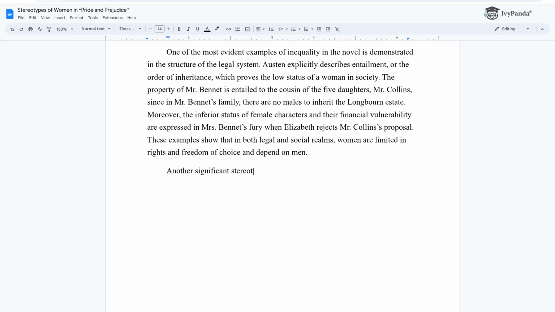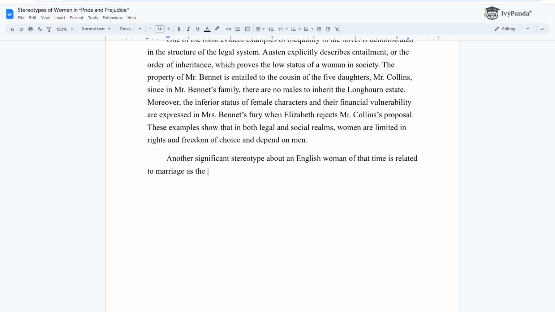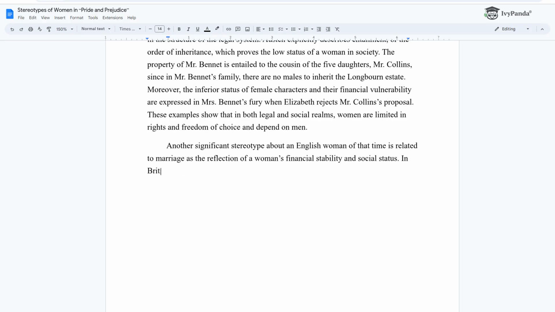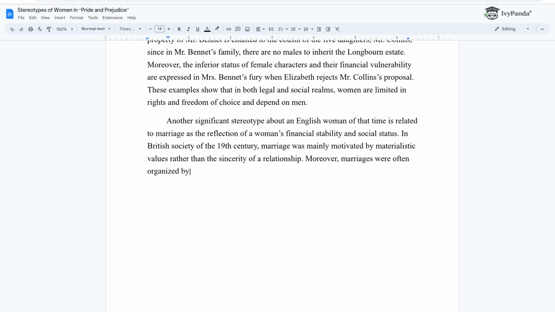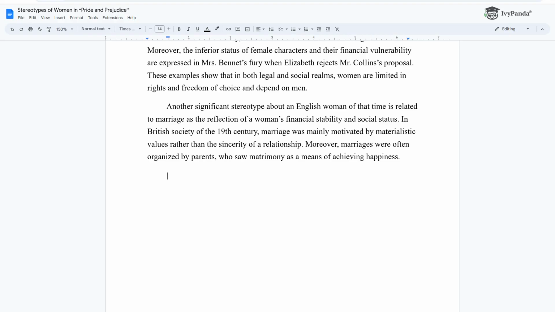Another significant stereotype about an English woman of that time is related to marriage as the reflection of a woman's financial stability and social status. In British society of the 19th century, marriage was mainly motivated by materialistic values rather than the sincerity of a relationship. Moreover, marriages were often organized by parents, who saw matrimony as a means of achieving happiness.